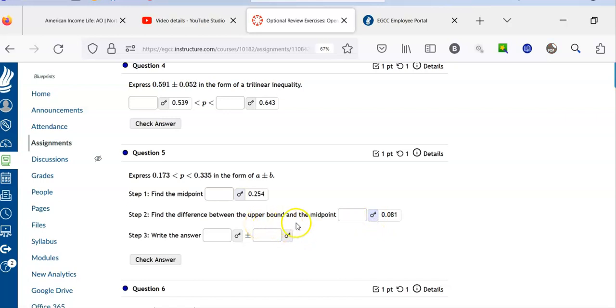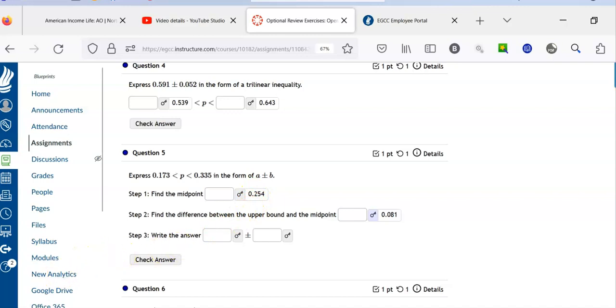The difference between the upper bound and the midpoint. Well, okay, to find the midpoint, you would add these two and divide by 2. So 0.173 plus 0.335, take that addition and then divide that by 2, you get 0.254. So that's the midpoint.